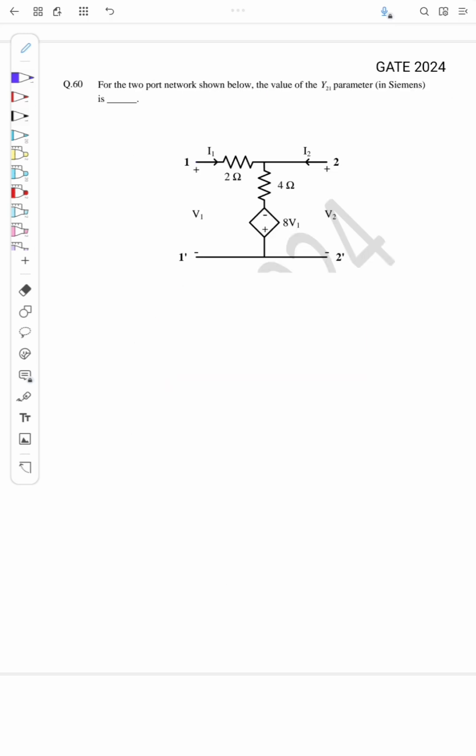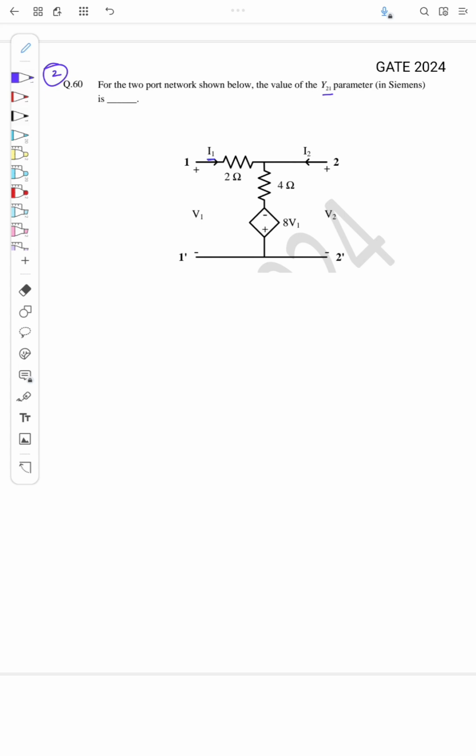Yeah. So this is a question from GATE 2024. The question is for the two-port network shown below, the value of Y21 parameter in Siemens is. So the question is to find this Y parameter Y21. So first we will write the Y parameter equations.